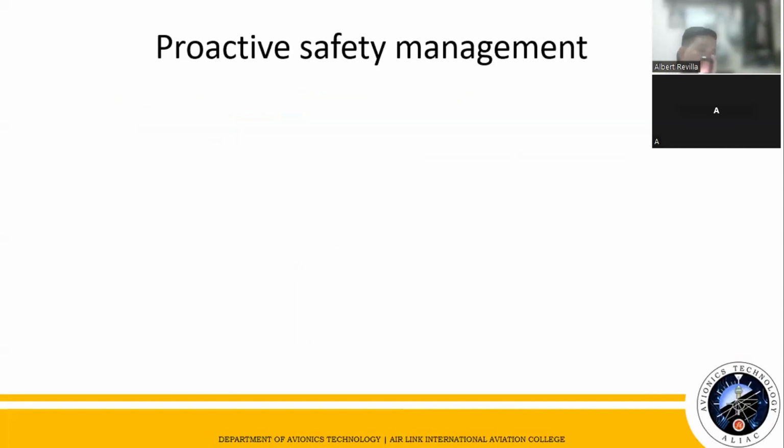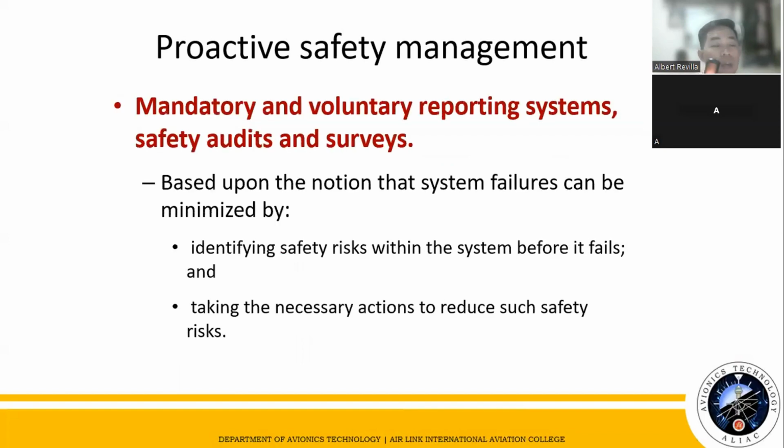In proactive safety management, so mandatory and voluntary reporting systems, nagkakaroon tayo ng safety audits and surveys. Okay, so based upon the notion that the system failures can be minimized, so identifying risk in the system before it fails and taking the necessary action to reduce the safety risk. Okay? So, ang nangyayari dito sa proactive, nagkakaroon ka na ng risk, hazard identification, and then risk assessment. Okay? Para hindi na mangyari, example, or hindi na lumala.